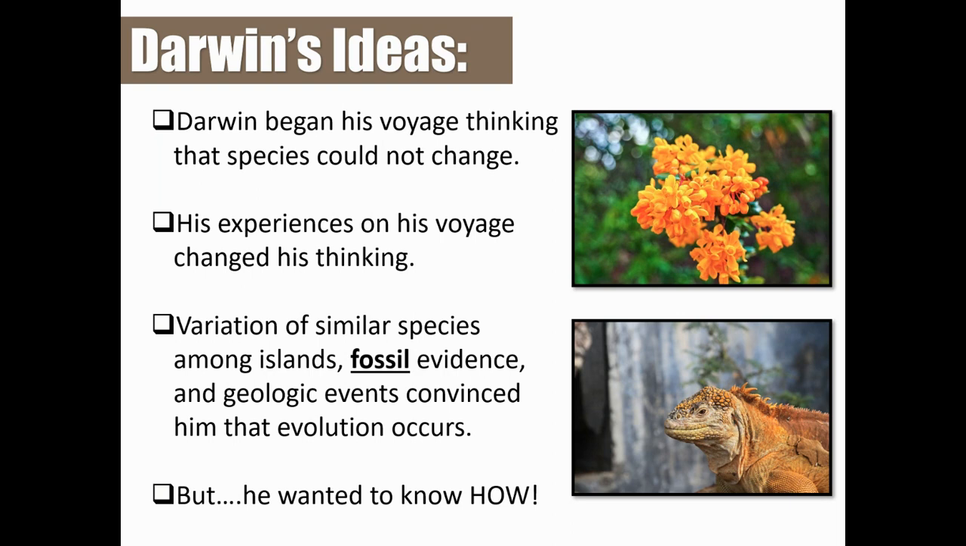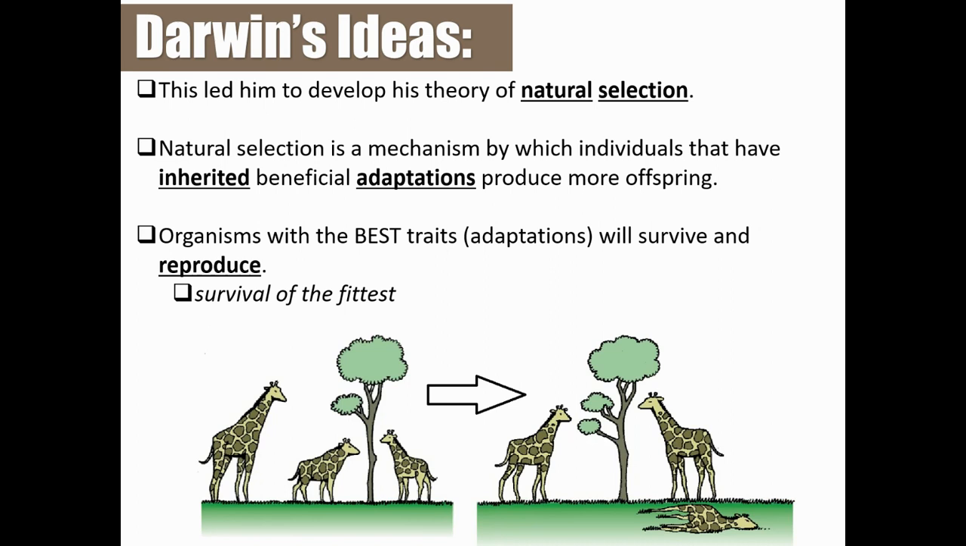So one of the things he thought prior to the trip was that species could not change. And of course, through things that he observed and fossil evidence, he very quickly changed his stance and came up with a new theory. He was able to collect evidence to support the idea that evolution does in fact occur. And so if you'll remember from the last lesson, evolution is a change in an organism's heritable traits over time. And so this led him to develop his theory of natural selection.